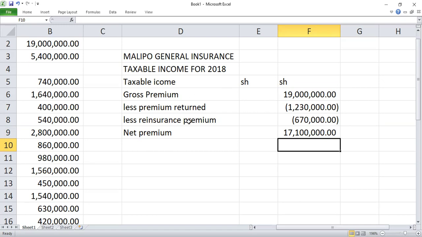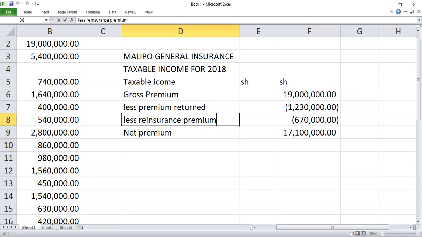So you're only taking the gross premium, you subtract the premium returned and the insurance premium paid. Then we get our net premium. That's one of the income. This premium requires adjustment. From the gross premium, you need to less the premium returned and also less the insurance premium paid, so that we get the net premium. Net premium is one of our income.